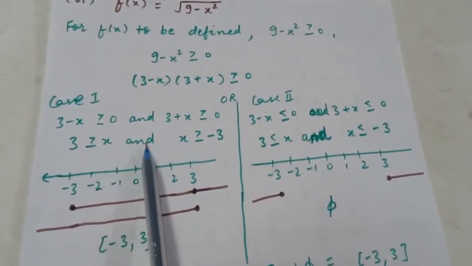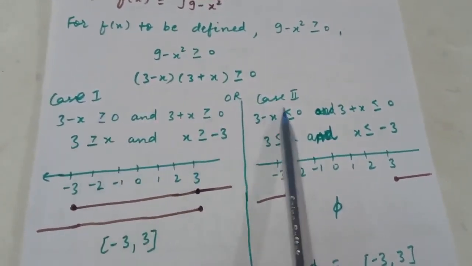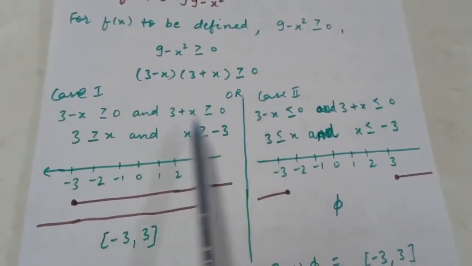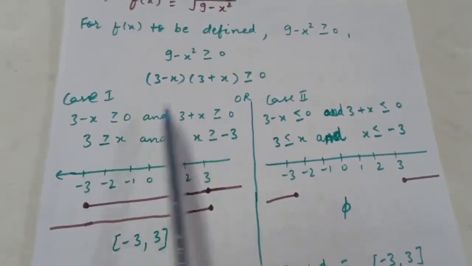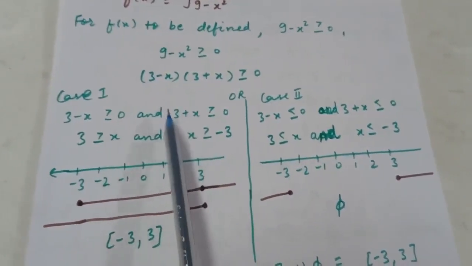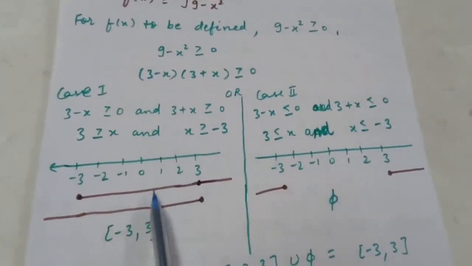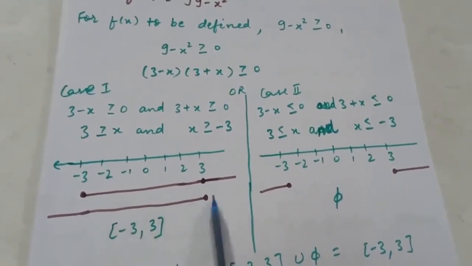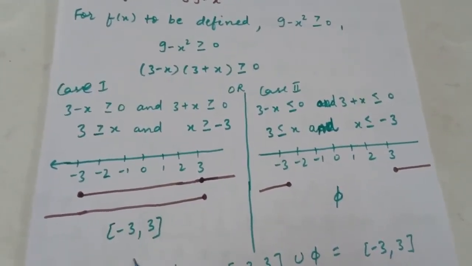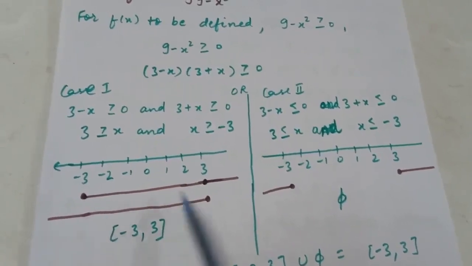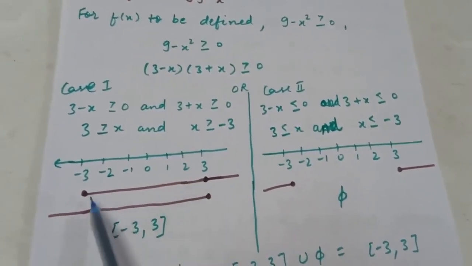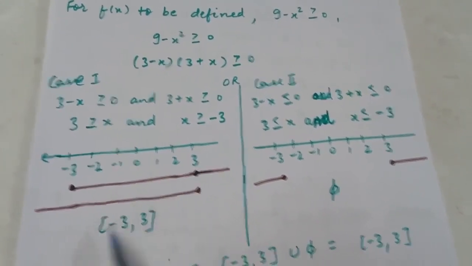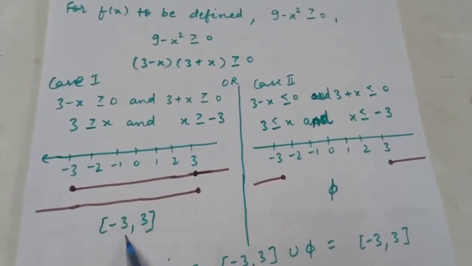Also and means intersection. These two cases are union because or will come, either case 1 or case 2, but in case 1 these two conditions are compulsory. So and, that is intersection, will come. So we will take the intersection where there is double line, intersection is there. So intersection is from minus 3 to 3, right? Because double lines are from minus 3 to 3. Also we can see in both the lines minus 3 and 3 are included.